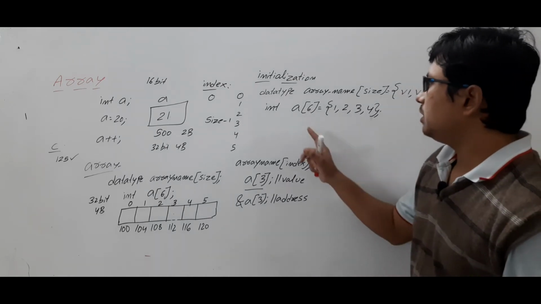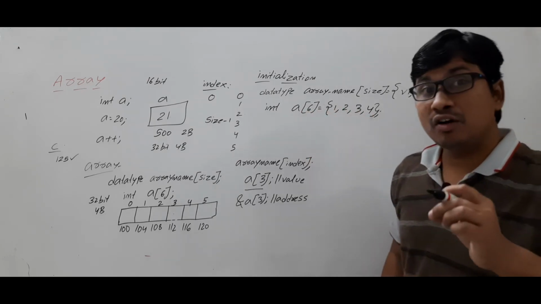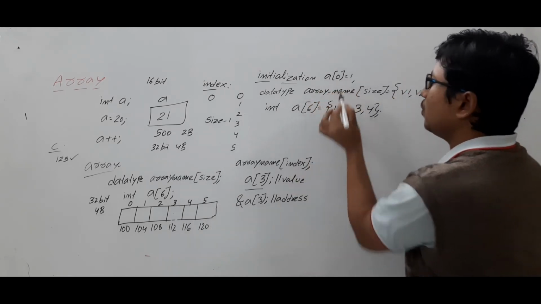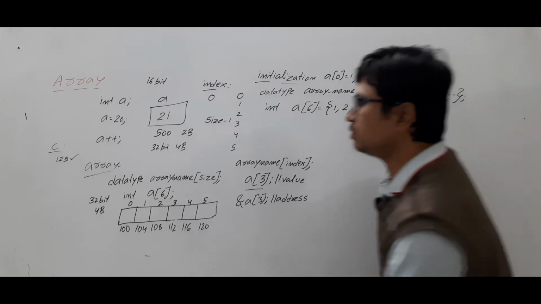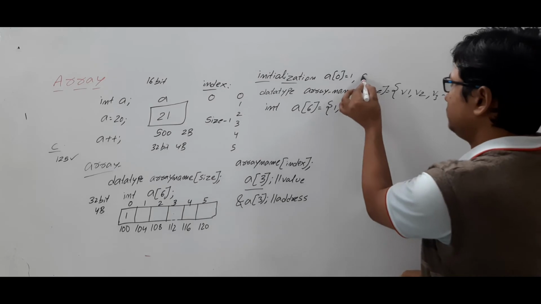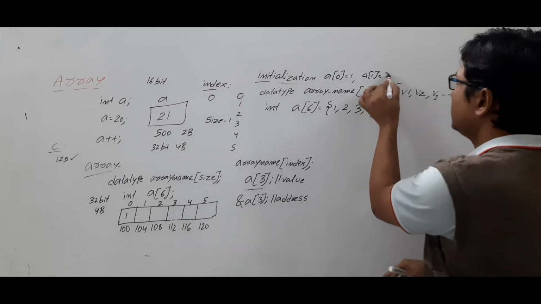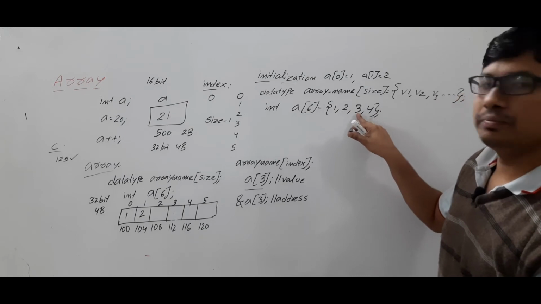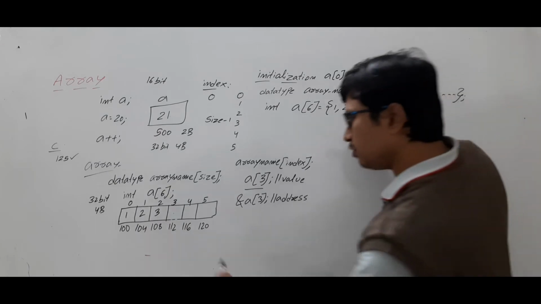Now if you specify a of 6 is equal to 1, 2, 3, 4, then a of 0, means in the 0th index, the first value 1 will be stored. Similarly, in a of 1, the value 2 will be stored. Is it clear? In a of 2, the third element, the value 3 will be stored. In the fourth element, the value 4 will be stored.